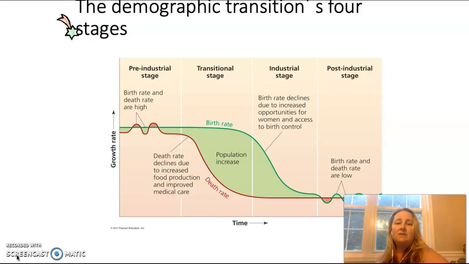And then in the next stage, the industrial stage, the birth rate starts to decline because we have more opportunities for women. We have more family planning. We have more people that are going to work. And what we are in the US, we are in a post-industrial stage where the birth rate and the death rate are both low. So we don't have as many people dying because we have good health care. We don't have babies dying. And we have all of the factors in the industrial stage that help to plummet that birth rate.